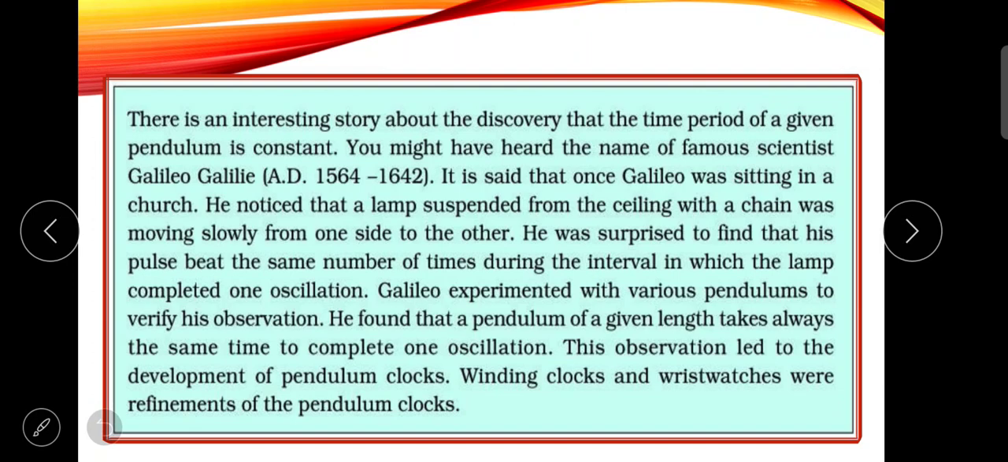He experimented with various pendulums to verify the observation, and he finally found that for a particular length of string, the same time to complete one oscillation is required by any object. This observation led to the development of the pendulum clock. Winding clocks and wristwatches were refinements of the pendulum clock. So in this way, Galileo Galilei discovered that a given pendulum has a constant time period for a particular length.